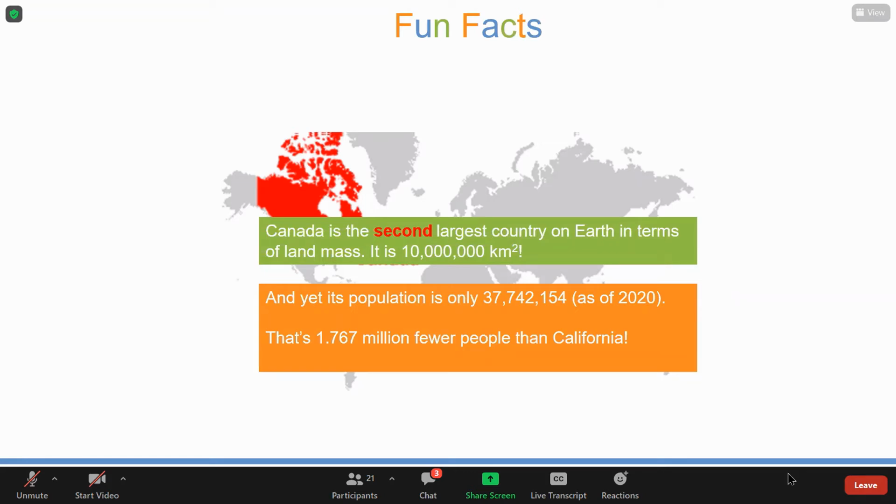So Canada, as you know, is the second largest country on earth. And if you are talking about the area, it's about 10 million square kilometers. The first country, of course, is Russia. Russia is the largest country on earth, and Canada is the second largest. The Canadian population as of 2020 is less than 38 million people. It's a little bit bigger than California in terms of population.